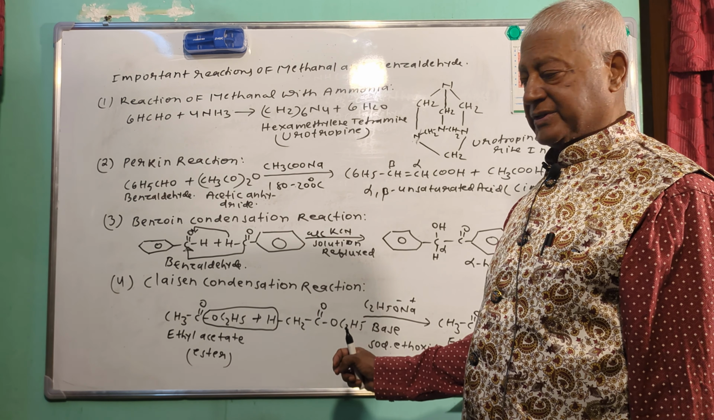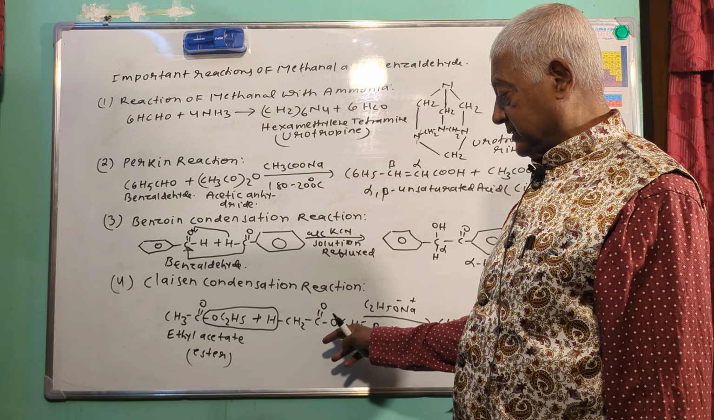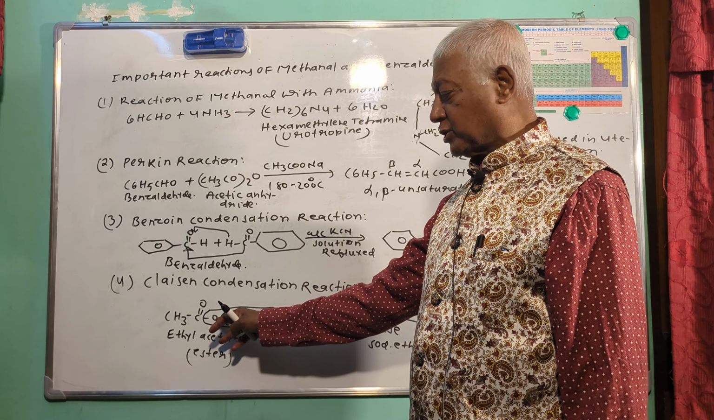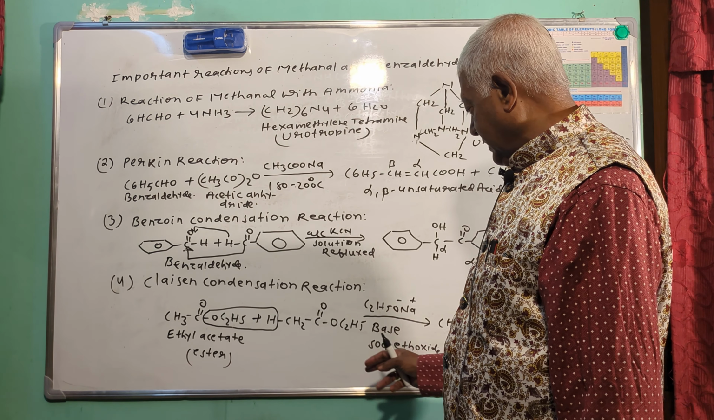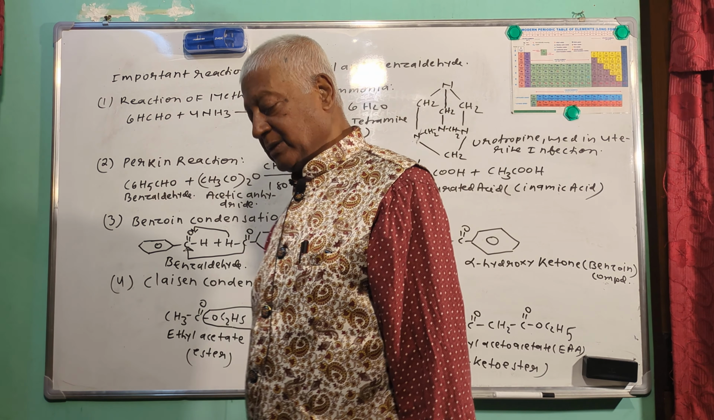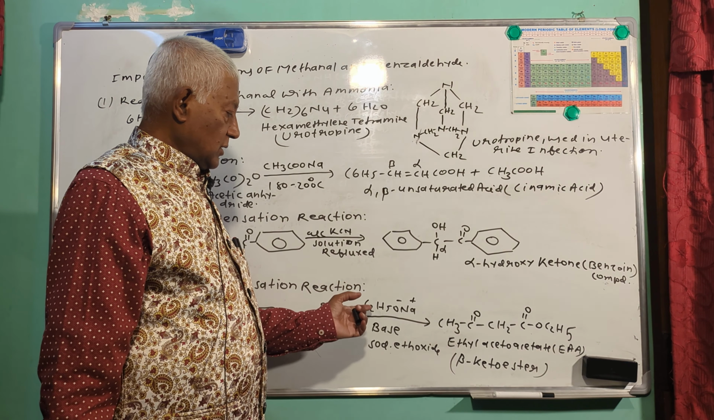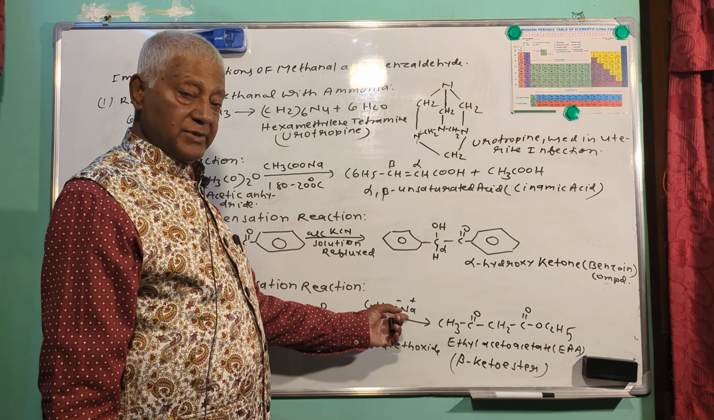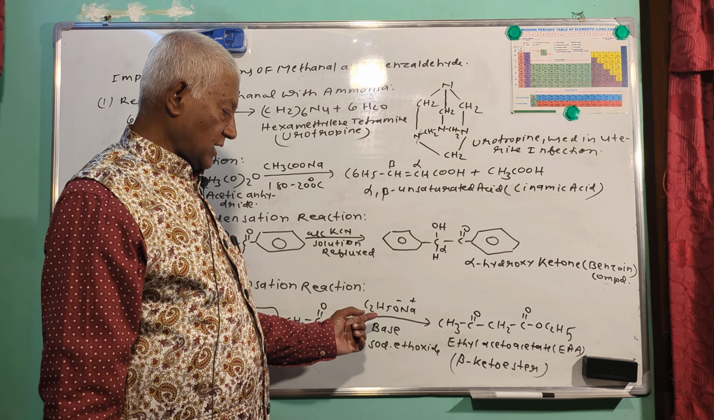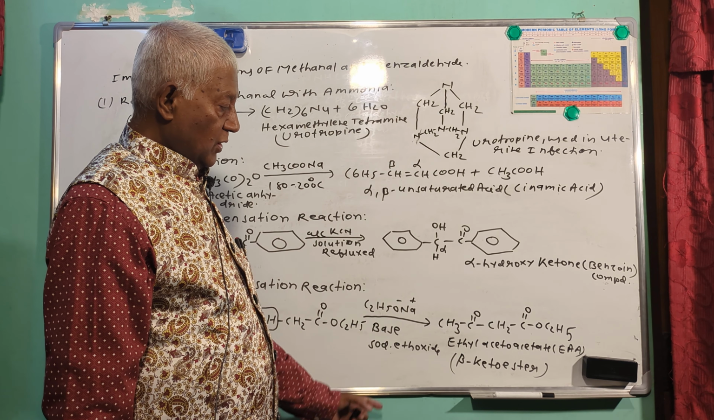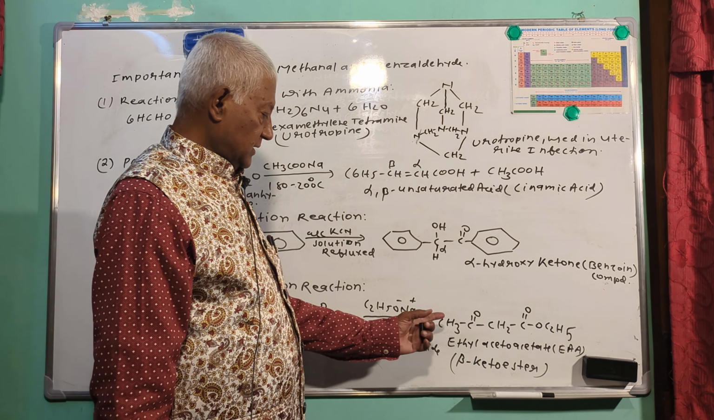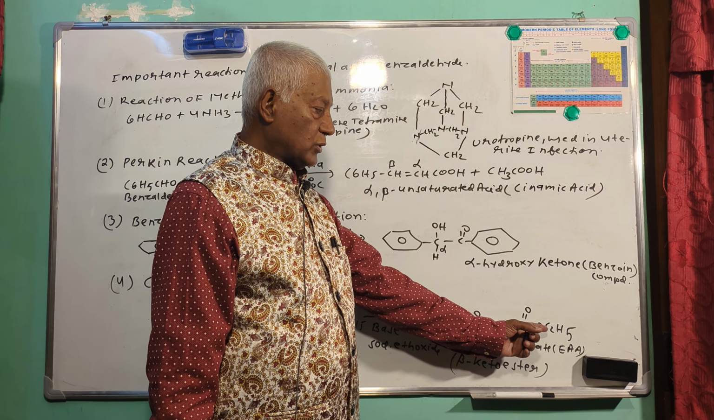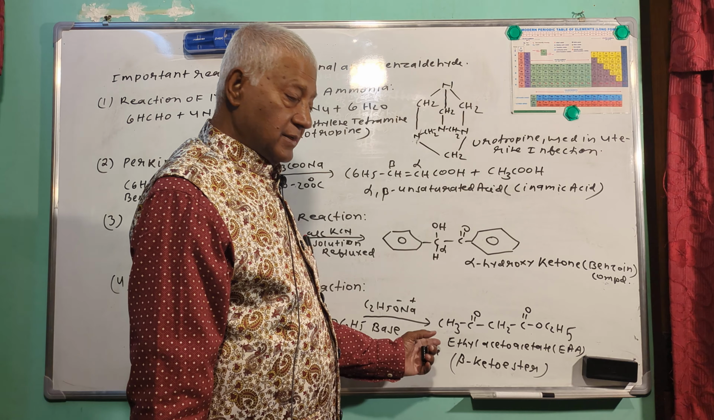So two molecules of ester are involved here, that is another ethyl acetate. That H and the ethoxide react with each other, always in the presence of sodium ethoxide, which is a strong base. In the presence of base, what product do you get? CH3C(=O)CH2C(=O)OC2H5. That is the condensation reaction.